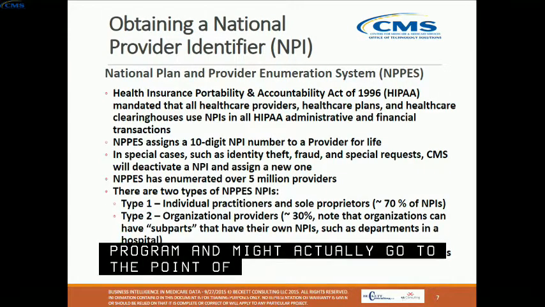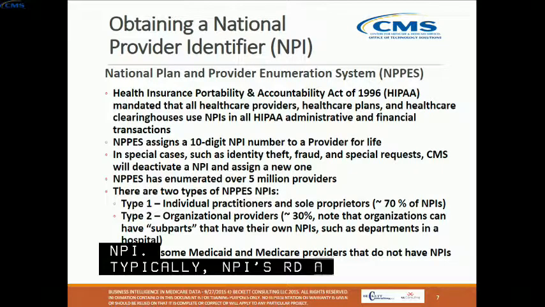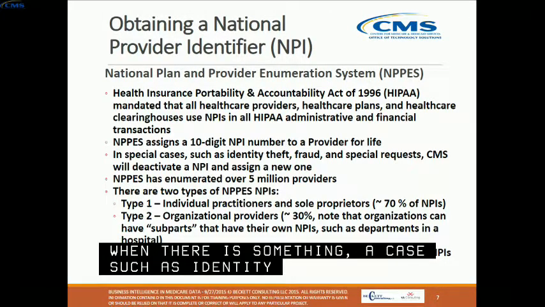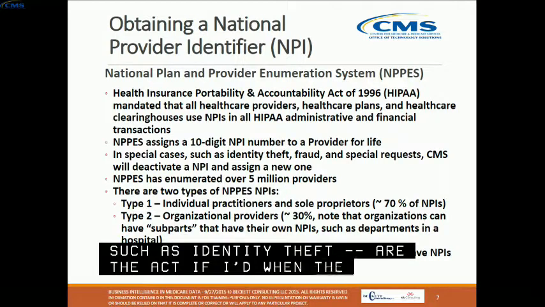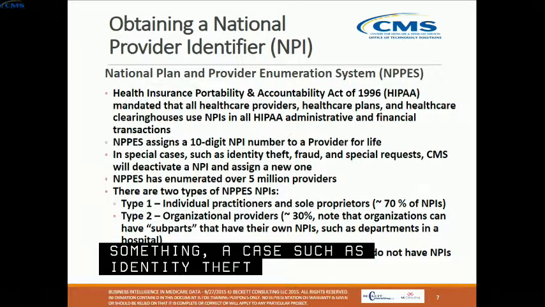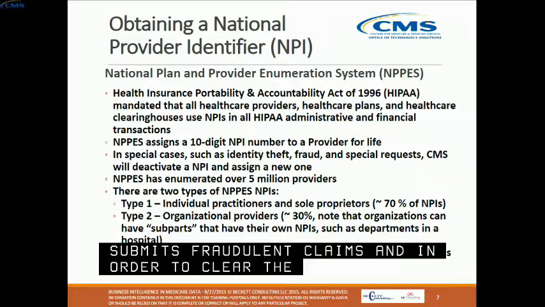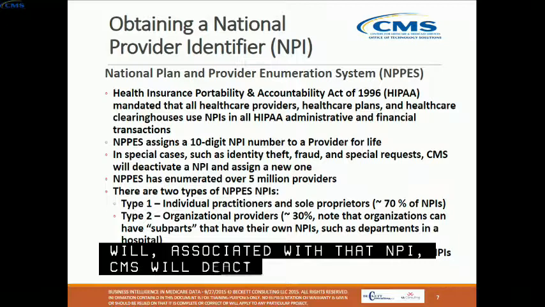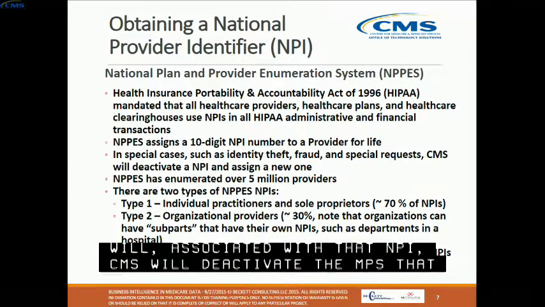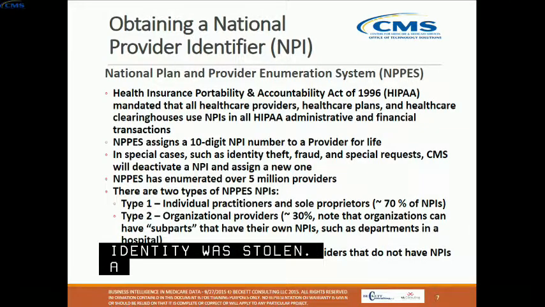Typically, NPIs are deactivated when there's a case such as identity theft, where someone will steal a provider's identifier and use that identifier to submit fraudulent claims. In order to clear the slate, if you will, associated with that NPI, CMS will deactivate that NPI that was stolen and assign a new NPI to the innocent party, the provider whose identity was stolen. Again, a particular provider should only have one and only one NPI active at any point in time.